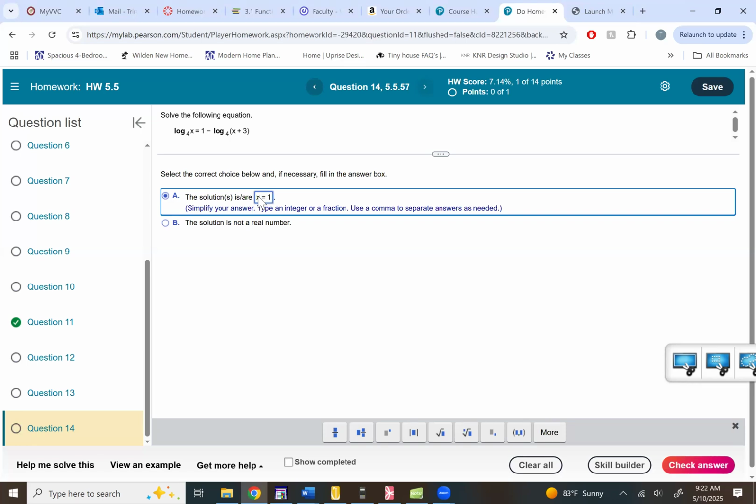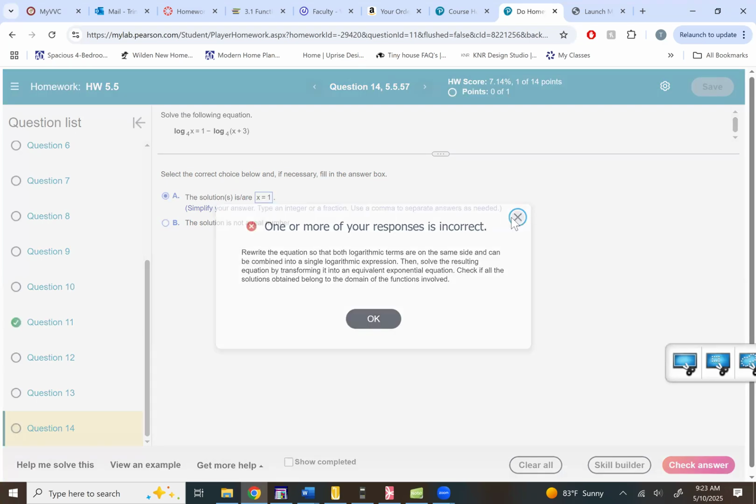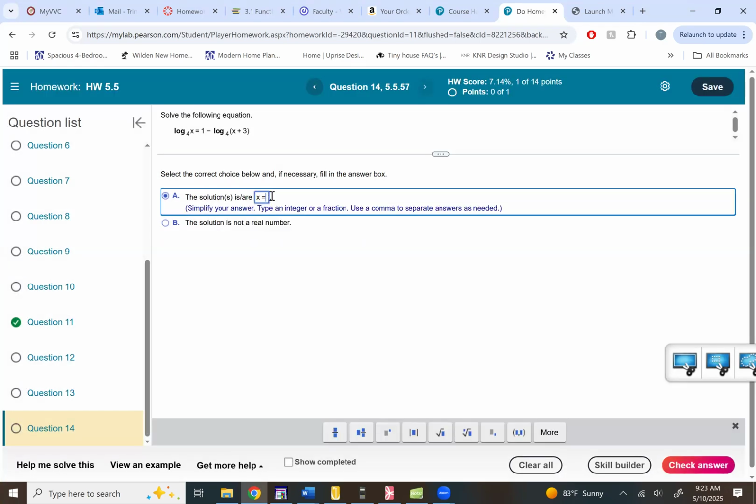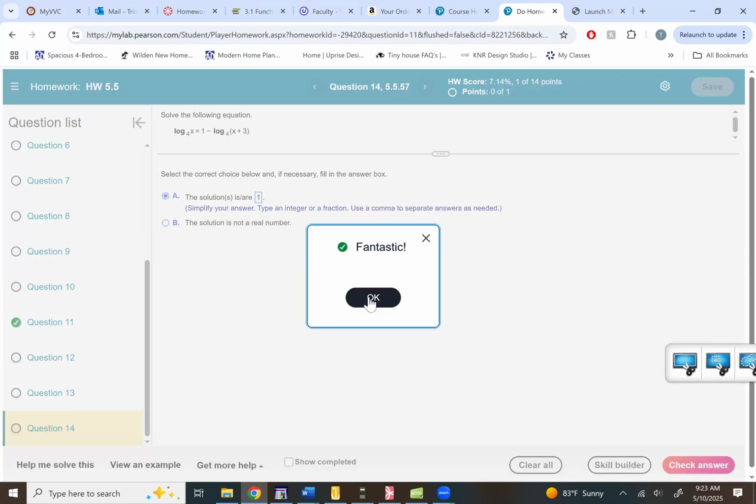Simplify, see if it wants... So let me just see if it just wants 1. Okay, so it didn't want the x equals. All right, so just put the number in. Sometimes I don't know what my MyMathLab wants either, you guys. All right, good thing we get 3 tries.